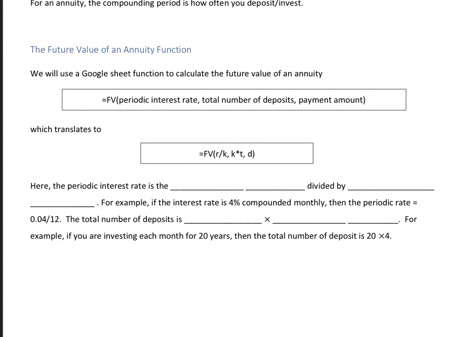And then the third one is payment amount. So which translates to, in terms of symbols, equals FV of R over K, and then K times T, and then D. D was the payment amount. The periodic interest rate is the interest rate. Because interest rate is given annually, you have to convert that to each period. So interest rate divided by the compounding period.